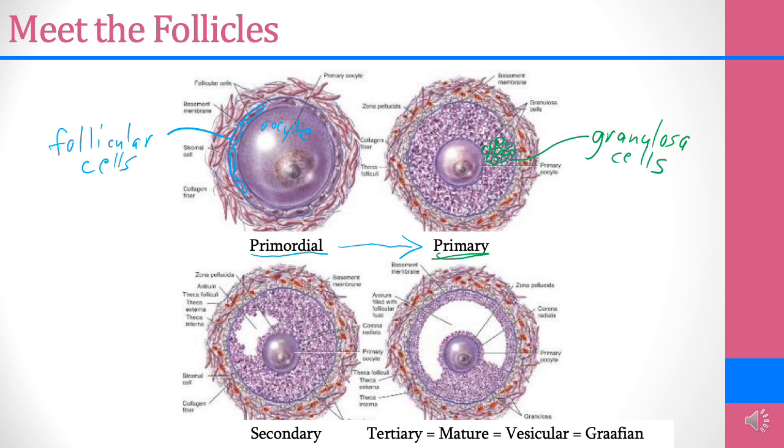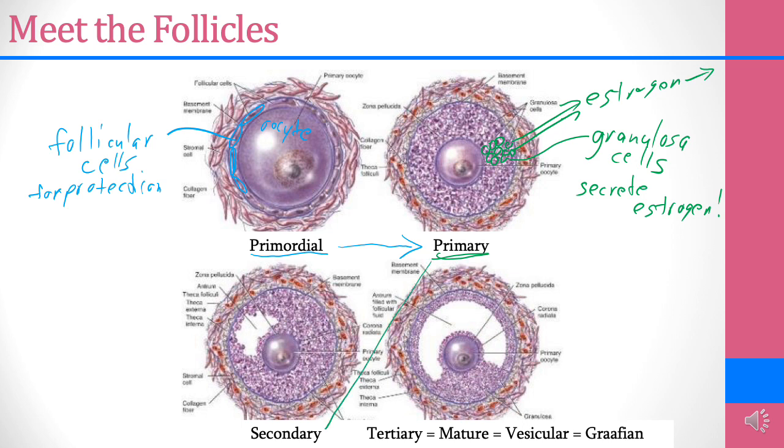While the follicular cells are purely for protection, the granulosa cells over here begin endocrine activity. They secrete estrogen. Okay, so at this point, when a primordial follicle is activated to become a primary follicle, we start getting secretion of estrogen out into the body.